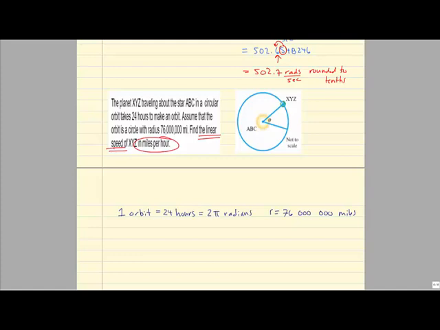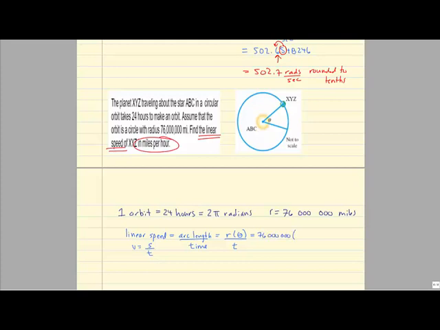So if we want to look at the linear speed, let's go ahead and look at the equation for that. Linear speed is equal to the arc length over time. So in terms of variables, linear speed equals arc length, which is s over t. So arc length we know is r times theta, and of course time, we'll just use that variable t. So arc length is r times theta. R is the radius. So the radius for this problem is 76 million.